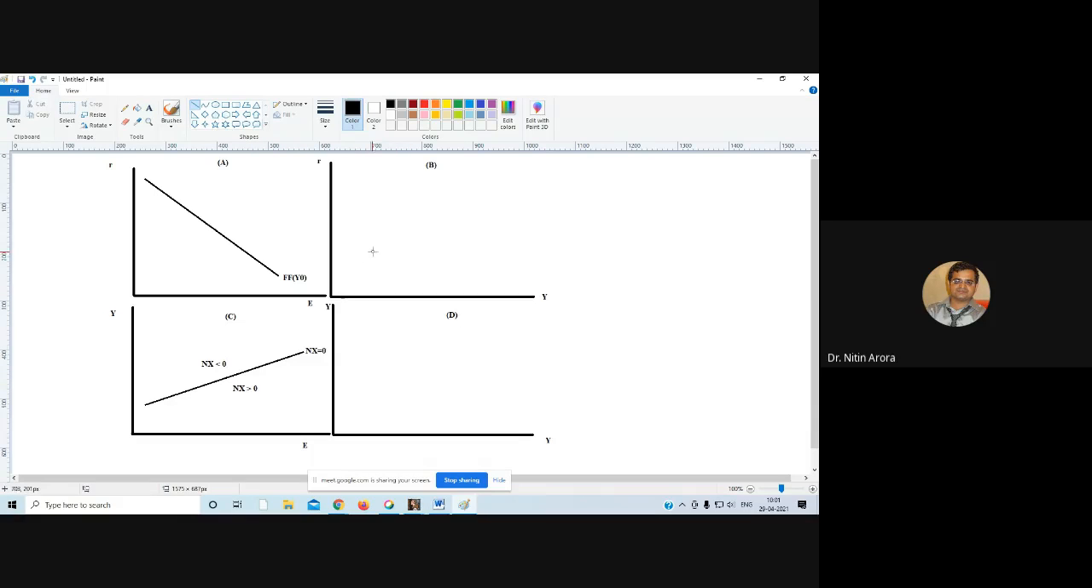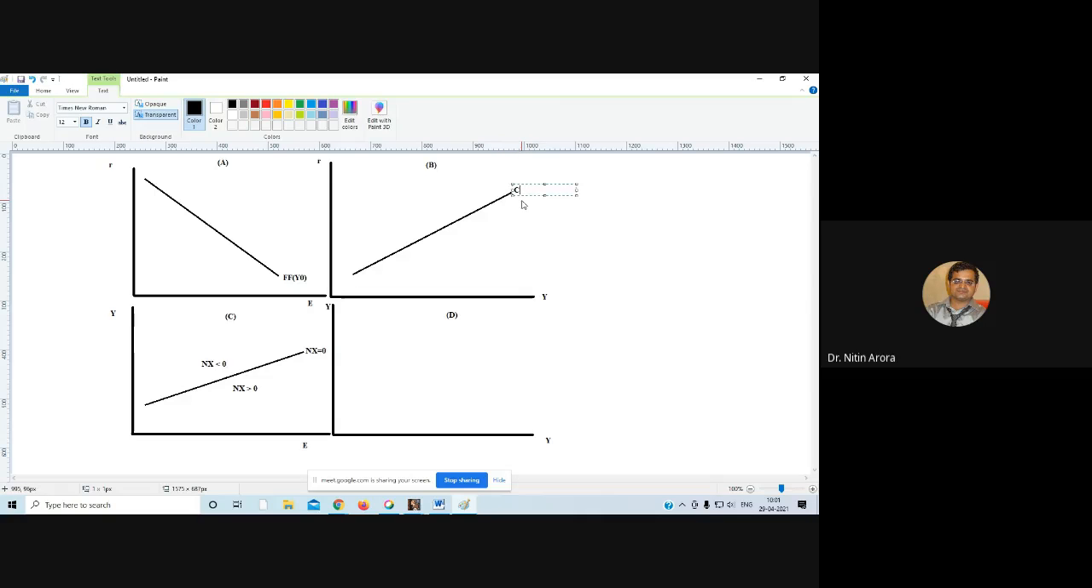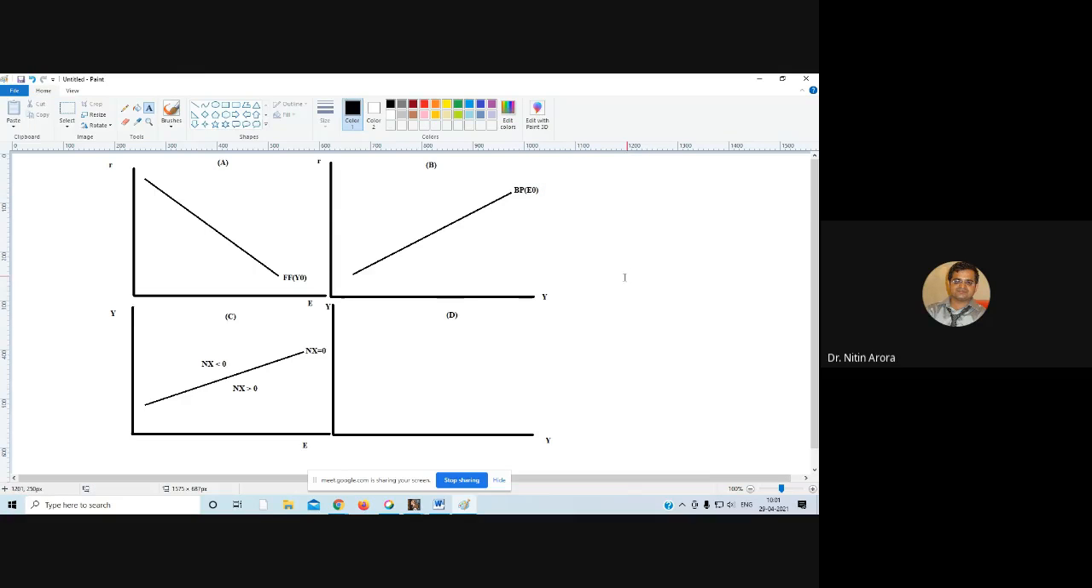Similarly, the balance of payment curve is drawn. This is the balance of payment curve, the BP curve, the locus of different combinations of income and interest rate. This BP curve is drawn for the exchange rate E naught that is given to us. Obviously, this is a 45-degree line. We are using this line to change the axis.